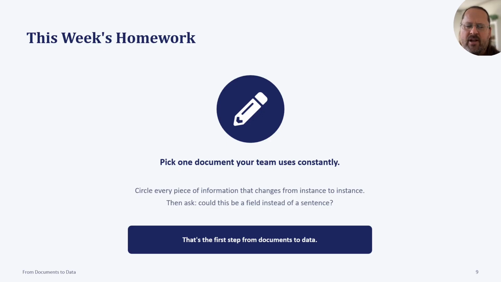So here's your homework, and I want it to be one specific action, not a vague resolution. This week, pick one document your team uses constantly: an intake form, an NDA, a purchase order, an onboarding packet. Print it out or pull it up on screen and do exactly one thing. Circle every piece of information in it that changes from one instance to the next. Then ask yourself for each circled item, could this be a field instead of a sentence? You will be shocked how often the answer is yes. And that single exercise is the entire first step toward turning your documents into data.